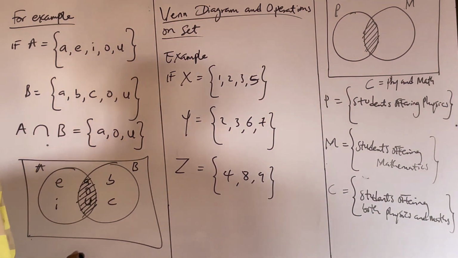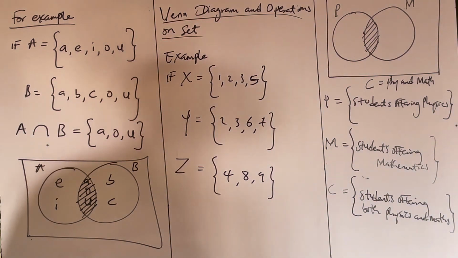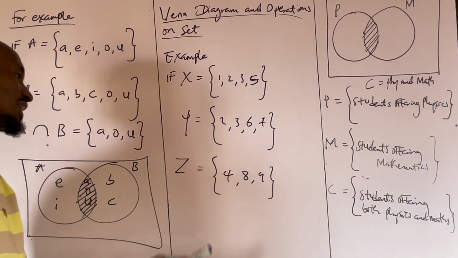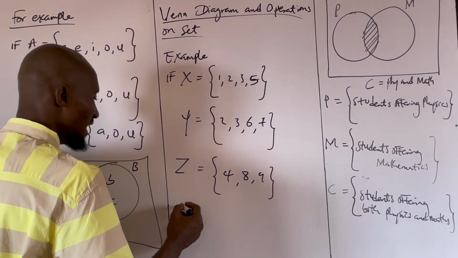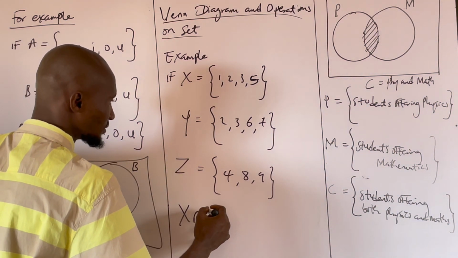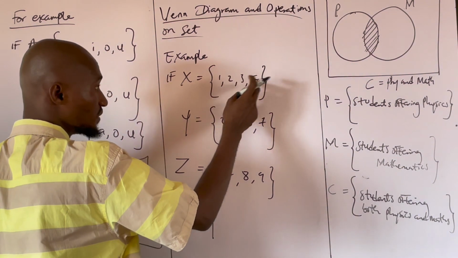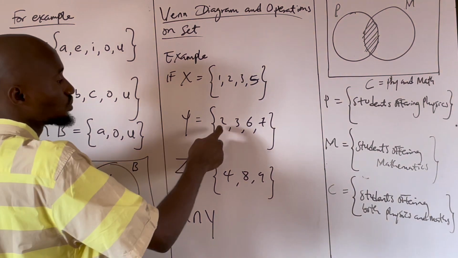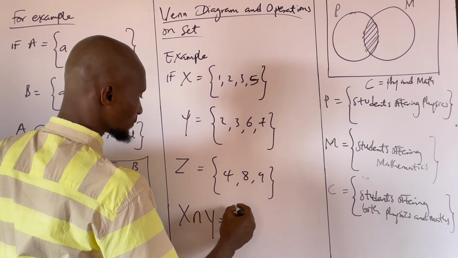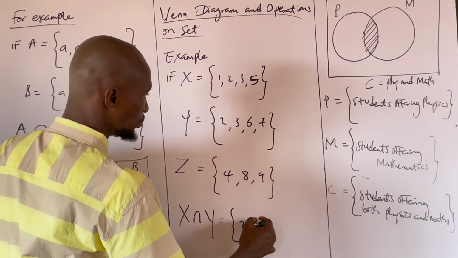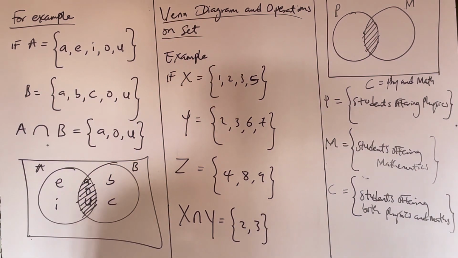Now, I will not use a Venn diagram here. I'm going to strike a balance on the word intersect, so that anytime you want to use a Venn diagram, you know how to apply it. I want to just let you know more about intersect. So now, x intersect y. I have 1, 2, 3, 5 here, and I have 2, 3, 6, 7, right? So this will give us 2, 3. This is x intersect y.